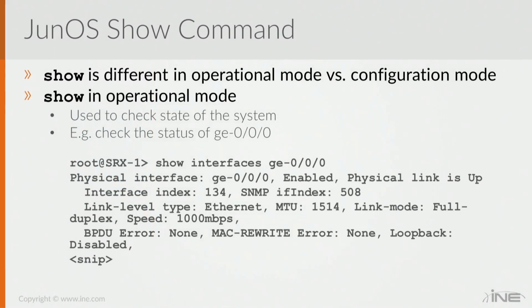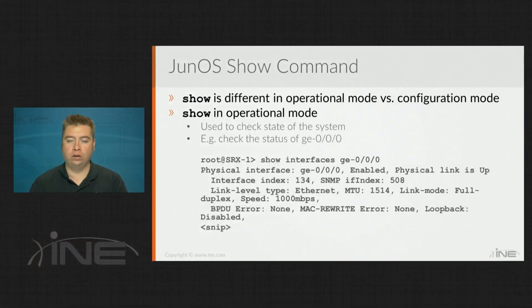Now in operational mode, this is mainly going to be to check the status of the system. So what are the interface counters? What is the routing table? What are the BGP peerings? This is similar to iOS commands that you would run in normal user mode or exec mode. But the difference is that the commands will overlap sometimes between operational mode and config mode.